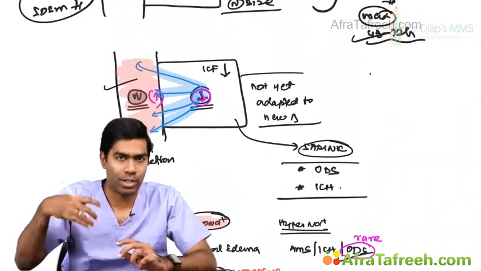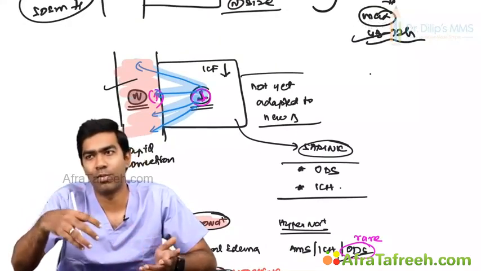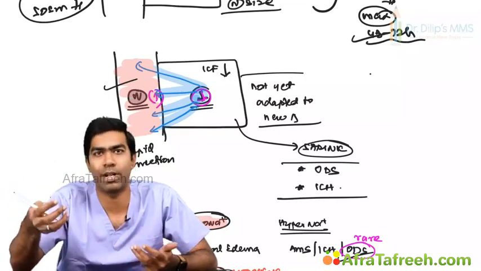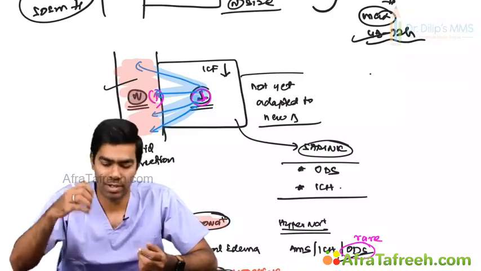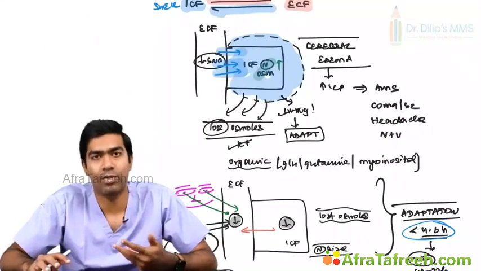Fine. Remember, both acute hyponatremia and rapid correction of hyponatremia are a problem. Similarly, acute hypernatremia is also a problem. At the same time, rapid correction of hypernatremia is also a problem. So be very careful. These are some of the important things that you have to understand in the first place.